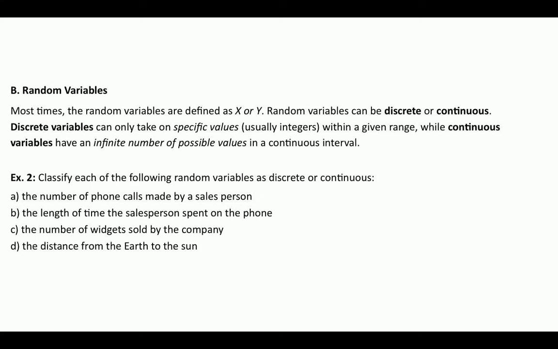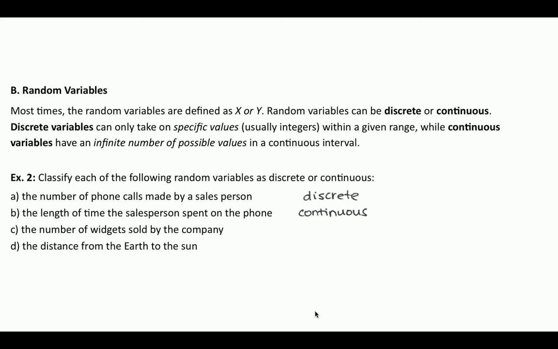The number of phone calls that are made by a salesperson. Could you make 1.23 phone calls if you were counting phone calls? What do you think, Mr. Brown? No, I'd say the answer would be no. You can either make 1 phone call or 2 phone calls or 3 phone calls. So this would definitely be a discrete variable. However, the length of time the salesperson spent on the phone could be a continuous variable, because you could have an infinite number of possible values. If we use a really sensitive watch to time how long this individual's on the phone, we could go to more and more decimal places.